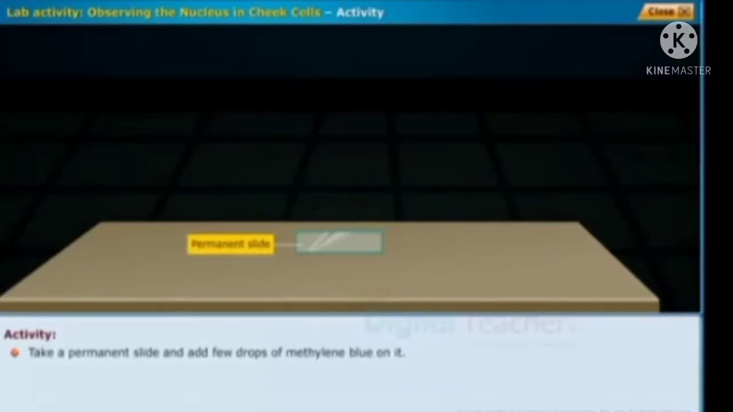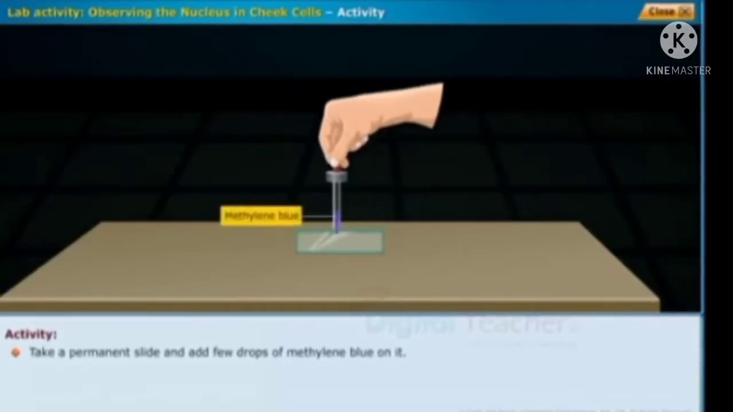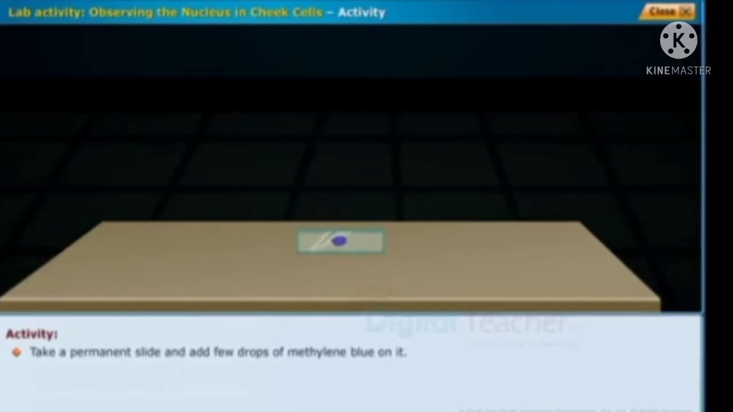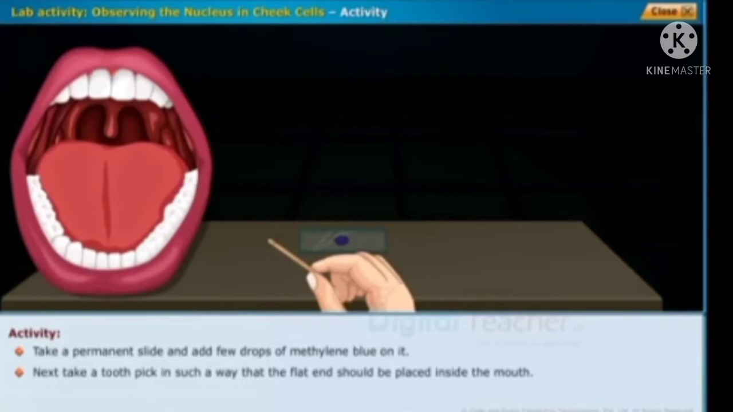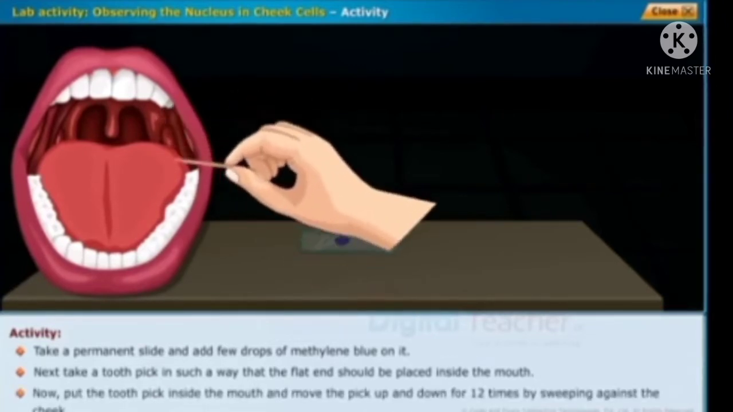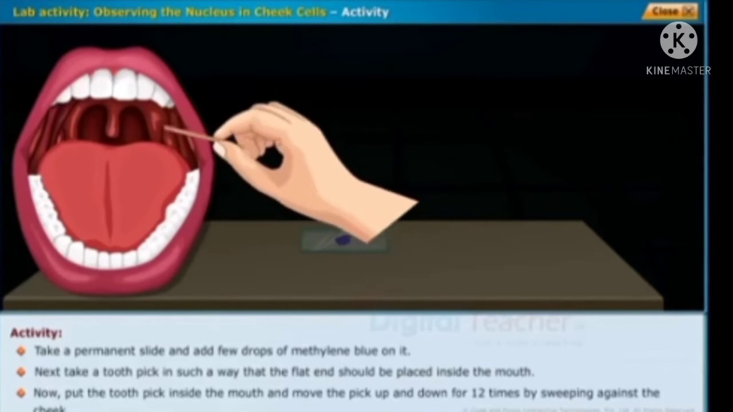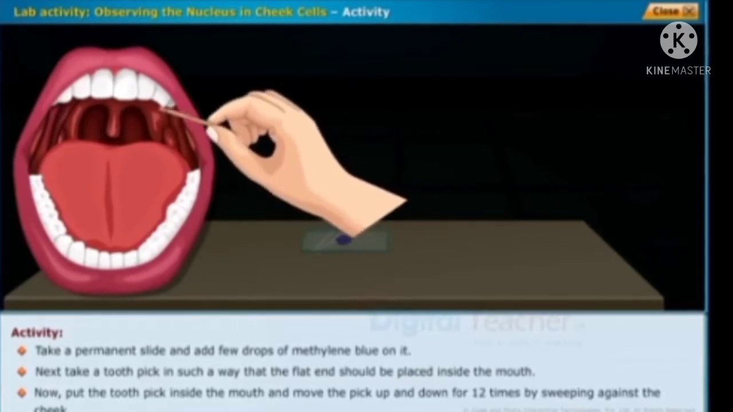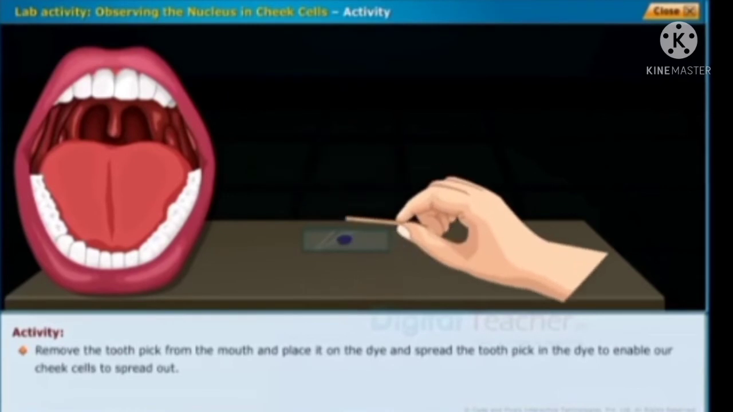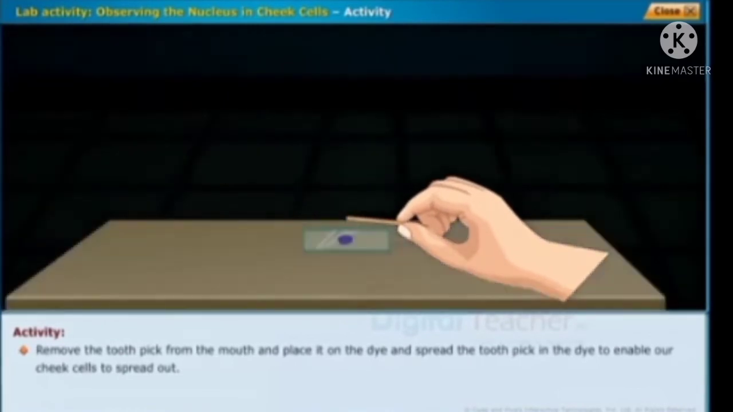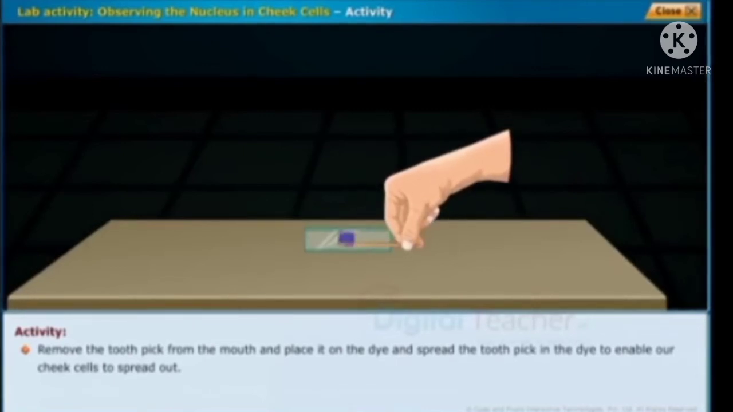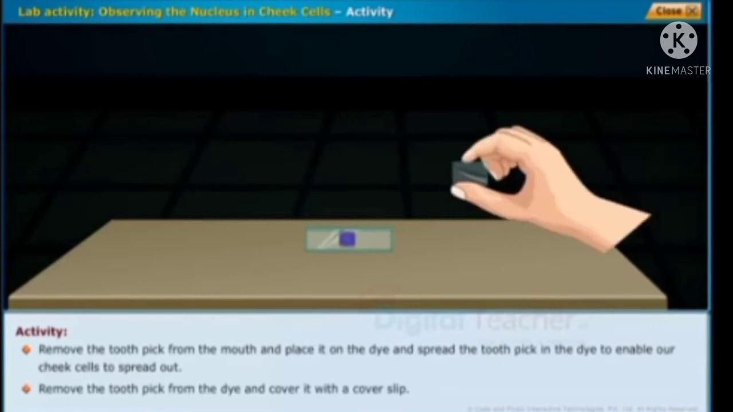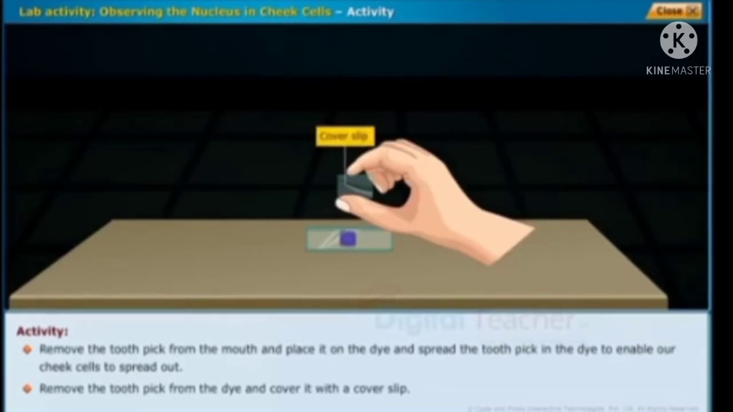Now coming to the activity. Take a permanent slide and add a few drops of methylene blue on it. Next, take a toothpick in such a way that the flat end is placed inside the mouth. Put the toothpick inside the mouth and move it up and down 12 times, sweeping against the cheek. Remove the toothpick from the mouth and place it on the dye, and spread it in the dye to enable our cheek cells to spread out. Remove the toothpick from the dye and cover it with a cover slip.